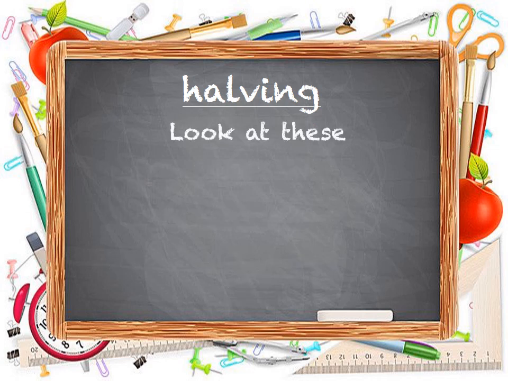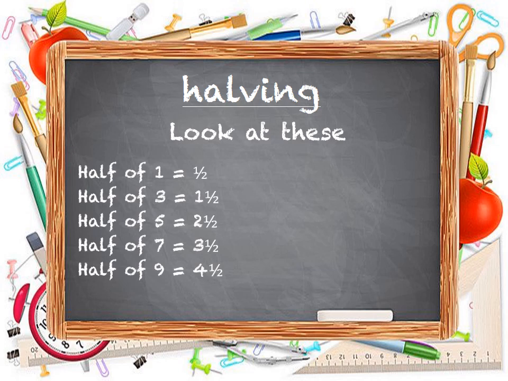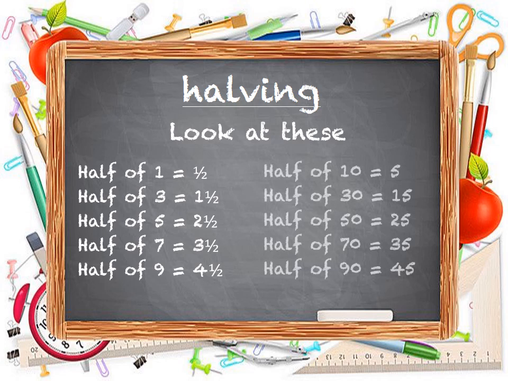Look at these. You need to keep these in mind. Half of 1 is half. Half of 3 is 1.5. Half of 5 is 2.5. Half of 7 is 3.5. And half of 9 is 4.5. Have a look how we write the number half. It's a 1, a line, and a 2.